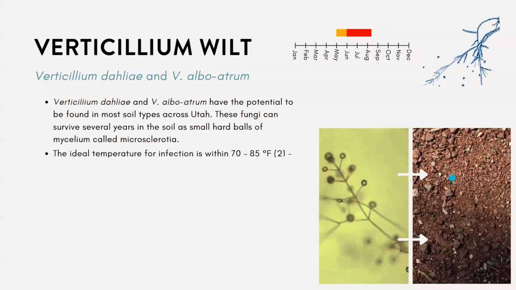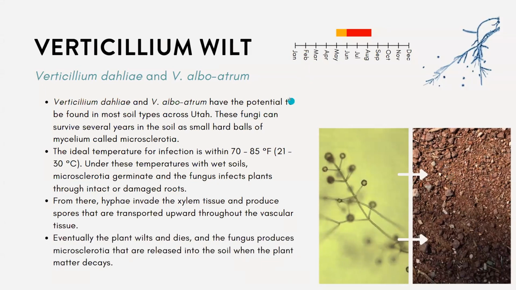So another soil-borne disease is verticillium wilt. This is caused by Verticillium dahliae and Verticillium albo-atrum. So these are also soil-borne pathogens. And sadly and annoyingly, these pathogens can be present in the soil for several years in these hard balls of mycelium called microsclerotia. And the ideal temperature for infection is between 70 and 85 degrees. And under these temperatures, along with the wet soil, the microsclerotia will germinate. The fungus will infect the plant through intact or damaged roots.